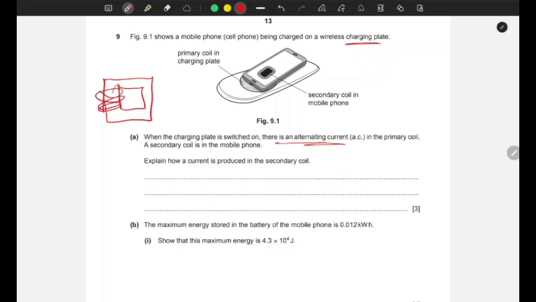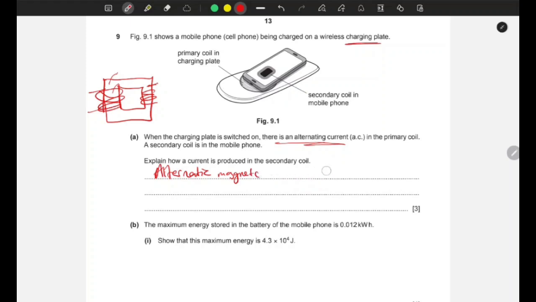So we have the primary coil. So alternating current goes to the primary coil, which induces an alternating magnetic field throughout the iron core. So over here, the secondary coil would cut the magnetic field. So that would induce an alternating current in the secondary coil. So we can say alternating magnetic field actually.